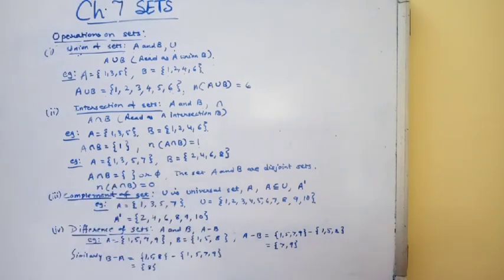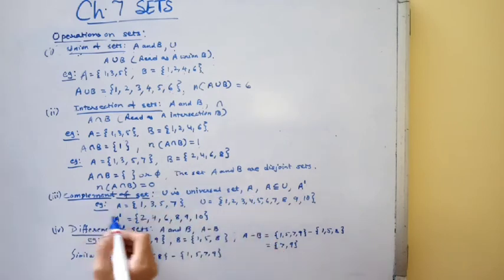Now next is complement of a set. If U is the universal set and A is any set and A is a subset of U, then we denote A complement using this sign. So this is A complement. Therefore, we define A complement as all the elements of U which are not in set A.